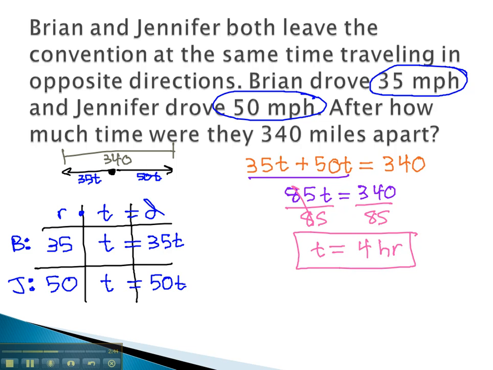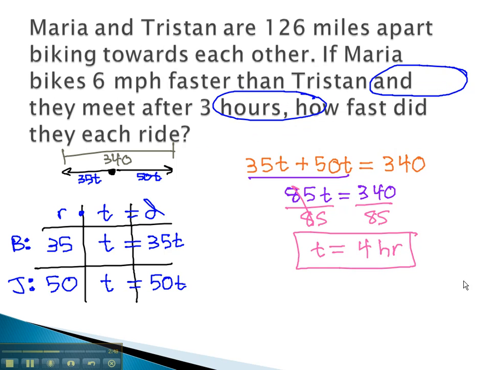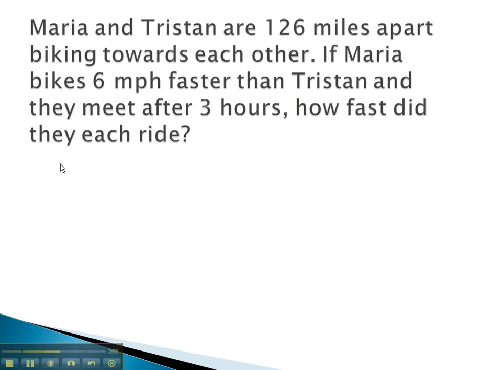Let's try another example where the two are traveling in opposite directions. In this problem, Maria and Tristan are 126 miles apart, coming towards each other.